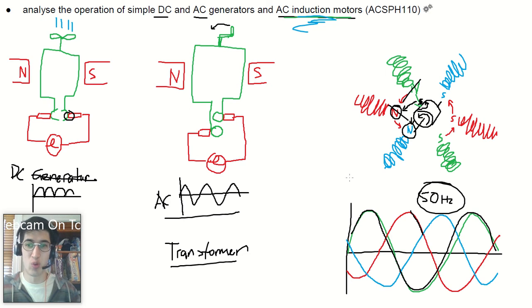Hence why it's one of the most common motors you'll find used around the world, especially in big industrial processes and in Tesla cars, because it was Tesla himself who invented this motor.